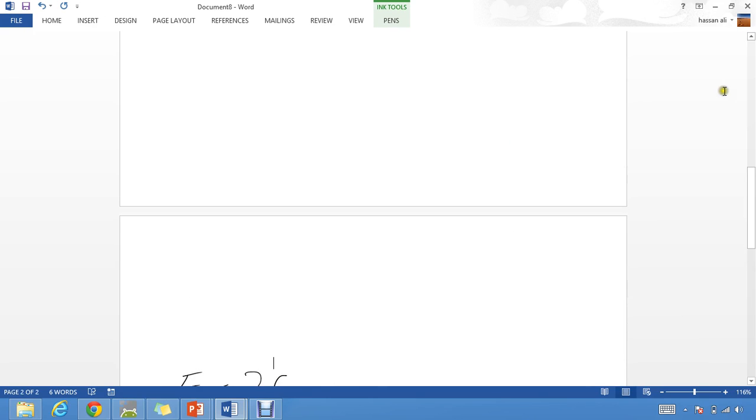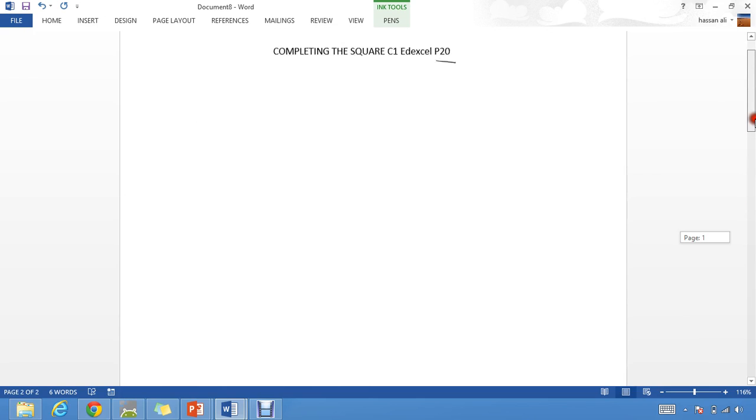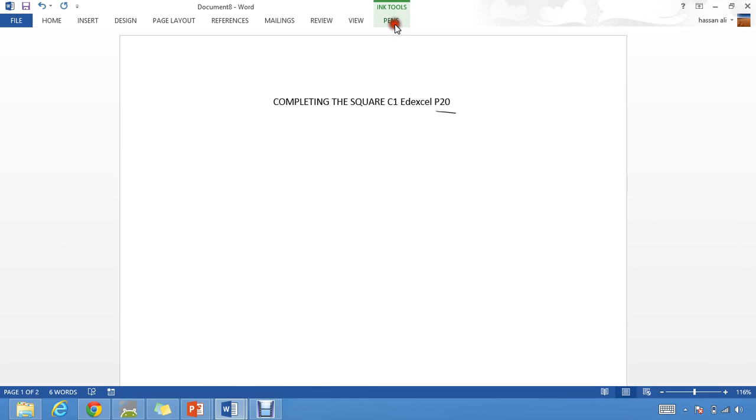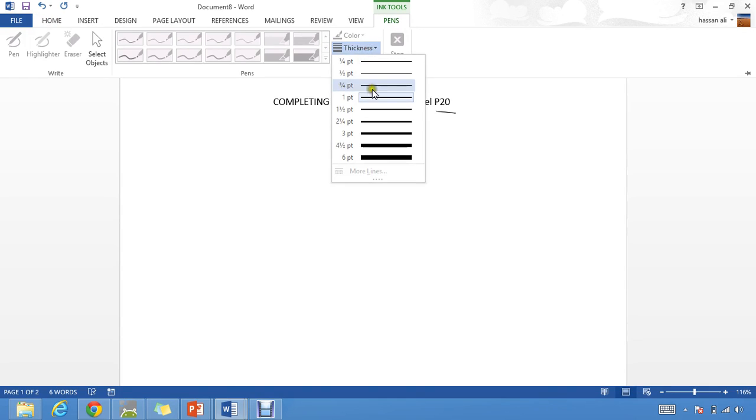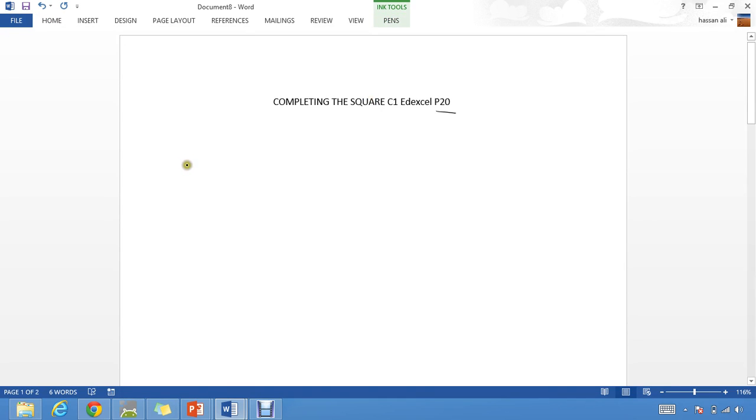Right. So what if you're trying to solve an equation? If you look on page 21, we'll look at question 1. So it's x squared plus 6x plus 1 equals 0.